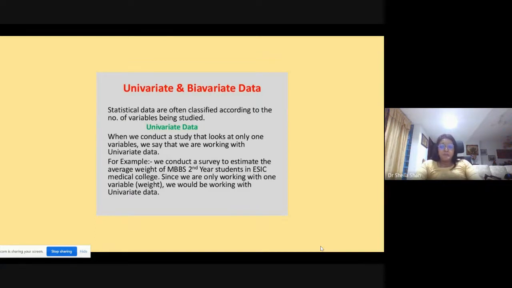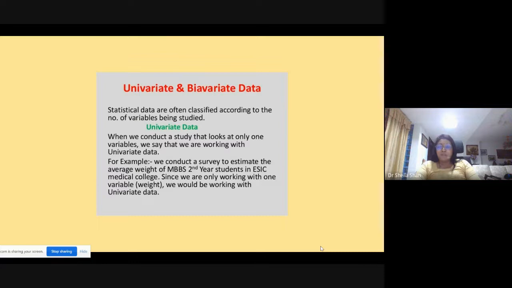Normally, when we do research, we have variables, and statistical data is often classified according to the number of variables being studied. When you are doing a simple survey like in this level for undergraduate, normally we don't use too many variables, yeah? Because when you have too many variables, the analysis of data becomes very complicated, very complex, yeah. And what you are doing here is just a precondition for you to get your degree. So that's why we try to make our variables as simple as possible.